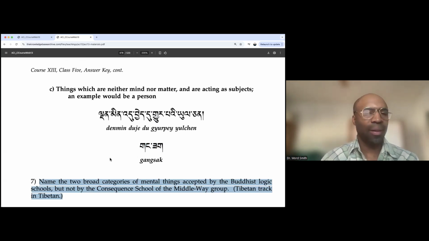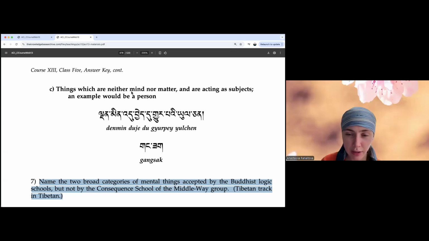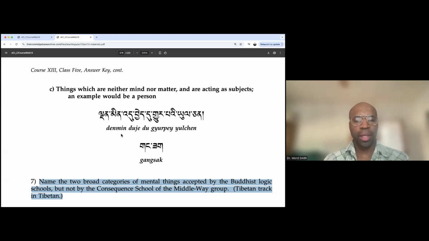You read this. Name the two broad categories of mental things accepted by the Buddhist logic school, but not by the consequence school of the middle way group, track in Tibetan. Who knows Tibetan? Yeah, name the two broad categories of mental things accepted by the Buddhist logic school, but not the consequence. What are they?